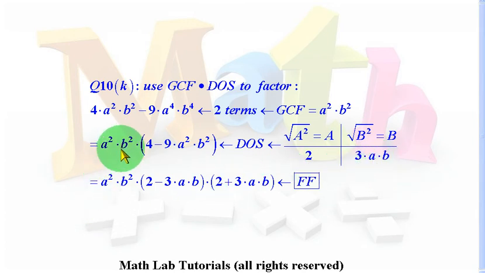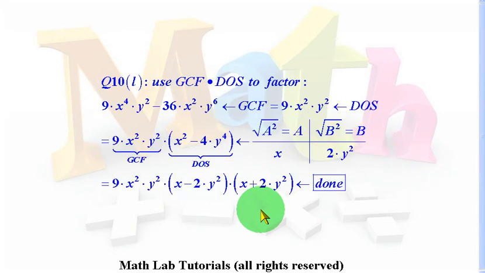So in the next line, we drop down the GCF, which is a squared dot b squared. And of course, DOS always factors as capital A minus capital B times capital A plus capital B. So we get 2 minus 3A dot B and 2 plus 3A dot B. And there's nothing more to do over here, so we declare that to be the factored form. Okay, let's go on to the next slide.